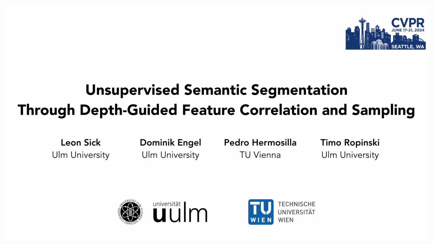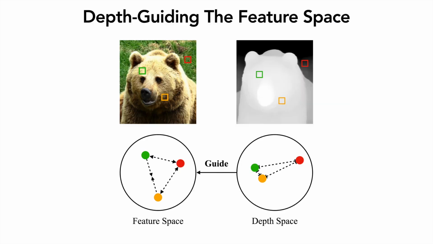Today, we would like to introduce you to our work on unsupervised semantic segmentation through depth-guided feature correlation and sampling. Our intuition is simple. In contrastive learning, we want to map feature vectors for objects of the same class closer together, while drawing apart the ones from different classes. We observe many of these distances to be already present in the depth space, and therefore propose to use it as a guidance modality to guide the feature space over an unsupervised semantic segmentation model.